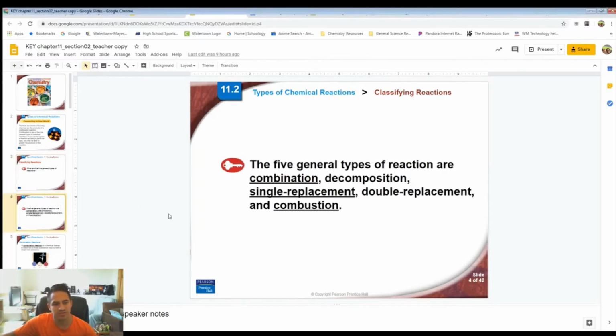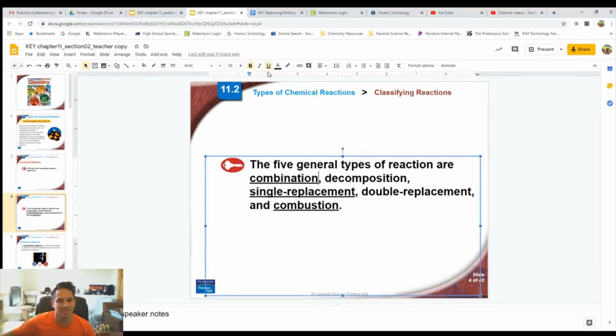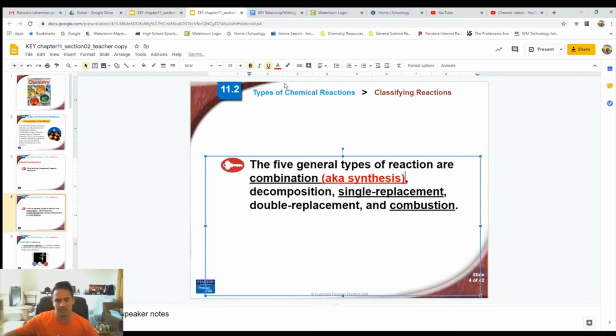We're going to start off by talking about the 5 general types of reactions. The 5 main types we have are combination, sometimes also known as synthesis. I will always typically refer to it as combination, but you may see synthesis written in other places. We have decomposition, single replacement, double replacement, and combustion.